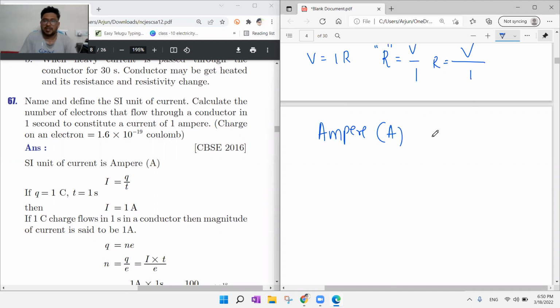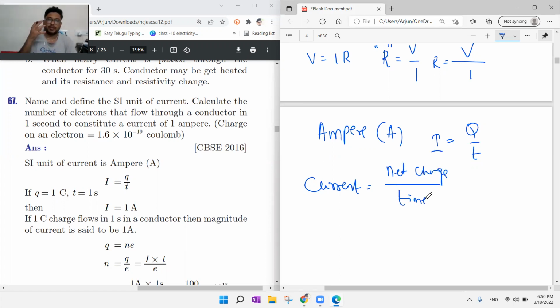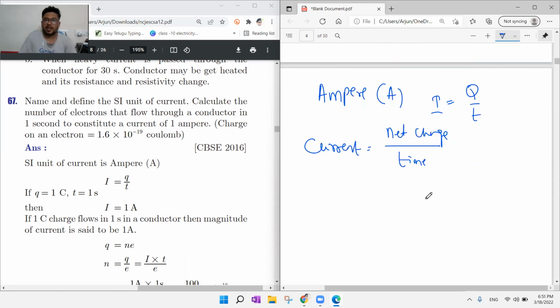To define ampere we need a formula. Current I is equal to Q upon T, meaning current is nothing but net charge upon time. Some bunch of electrons, some net charge, is flowing in a conductor in 1 second, which is nothing but current. The SI unit for current is ampere, the SI unit for charge is coulomb, and the SI unit for time is second. Now to define ampere: 1 ampere of current is when 1 coulomb of charge is flowing in a conductor in just 1 second. Like that we can define it.